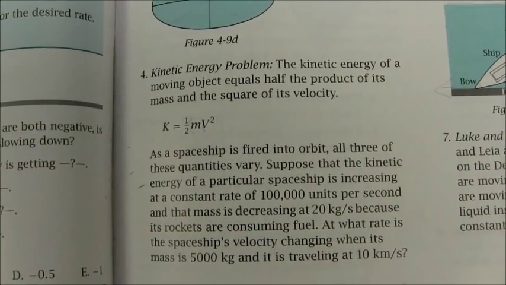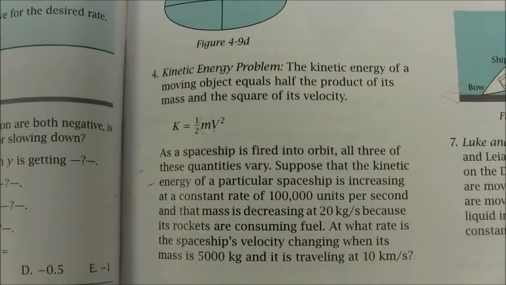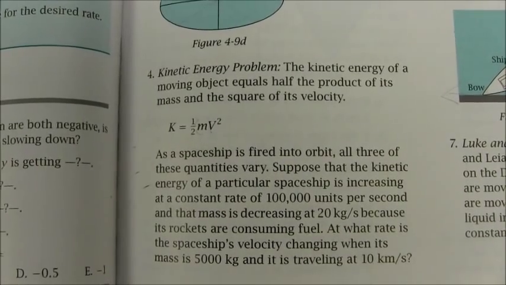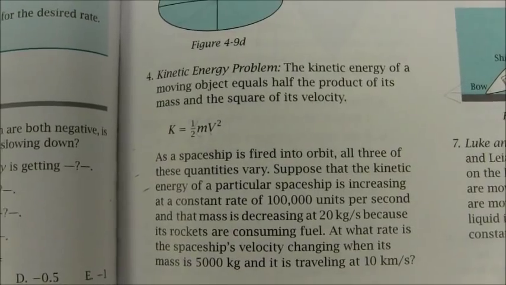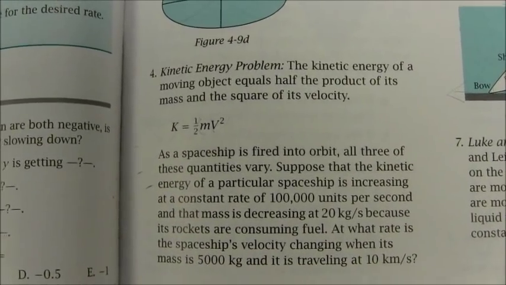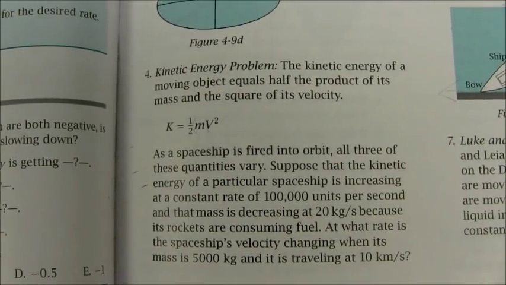I'm taking a look at problem 4 in section 4.9. This is a related rates problem. It tells me the kinetic energy equation relating mass and velocity. In this case, the relationship is kinetic energy is half the mass times the velocity squared.